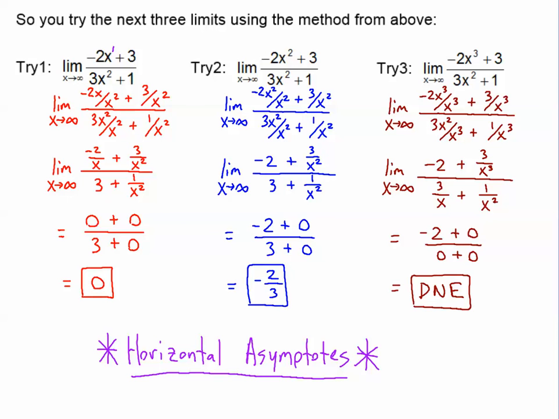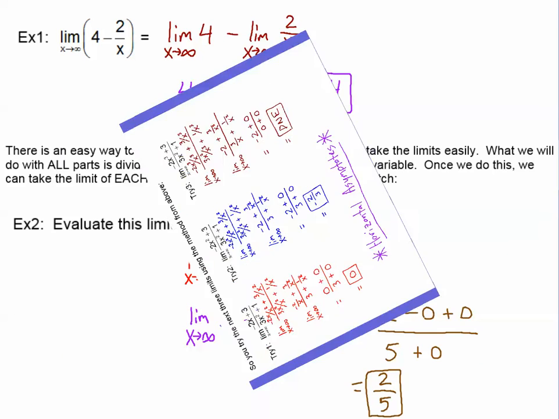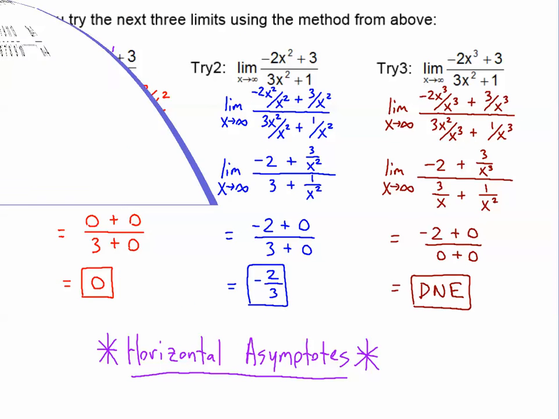We can go back to example 2 and verify that that indeed is true. Example 2 is this ugly looking fraction, rational function, but I see that the degrees are identical, so I can just make the connection that, hey, 2/5 should be my limit, and it was, or it is. All right. So that's how you can do that.